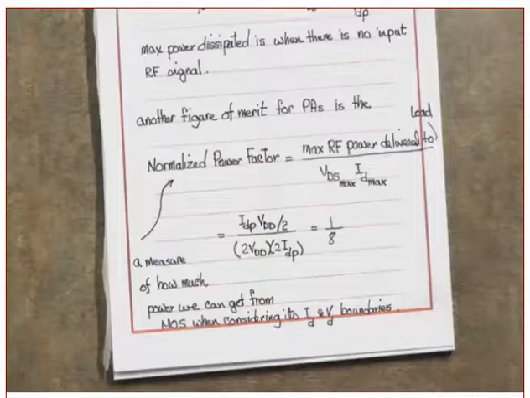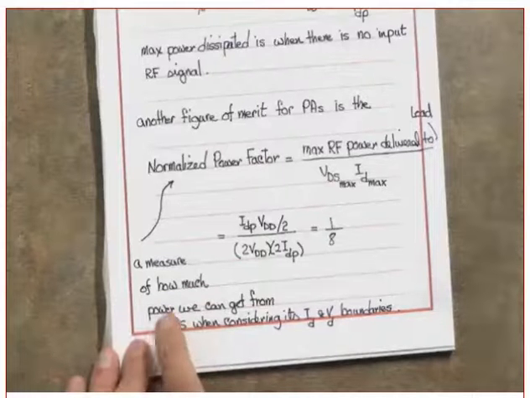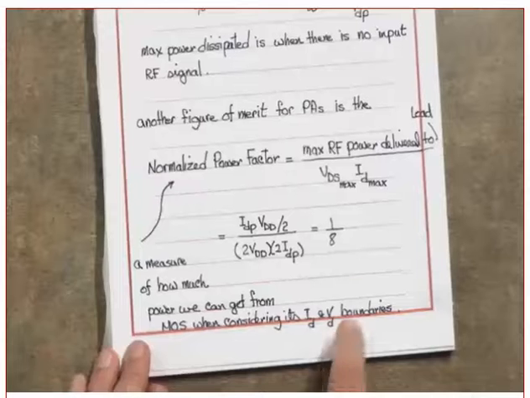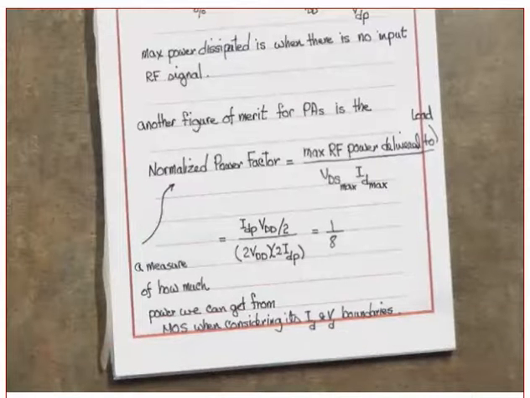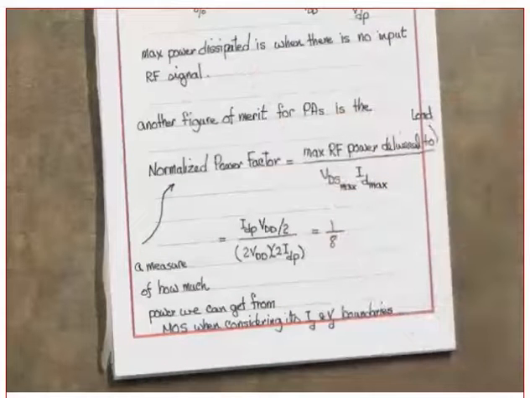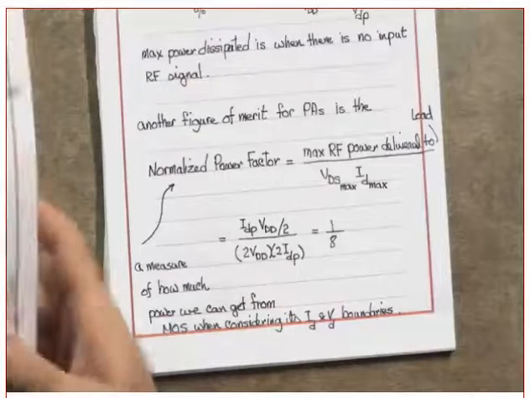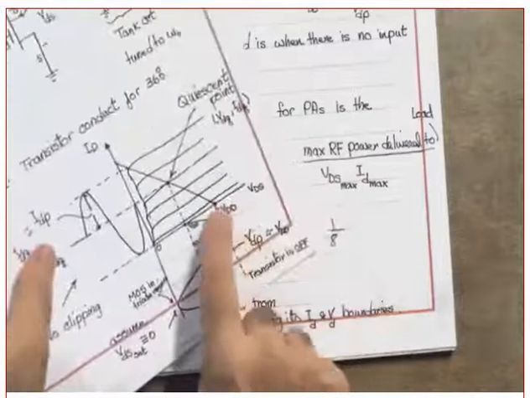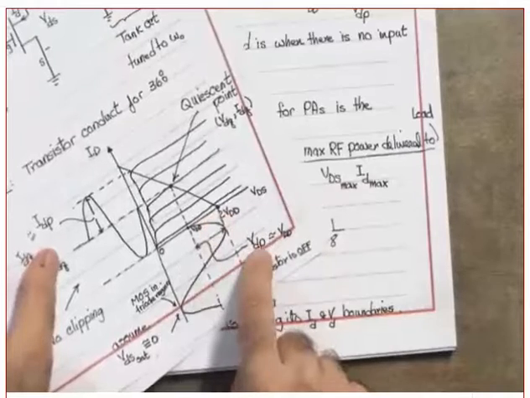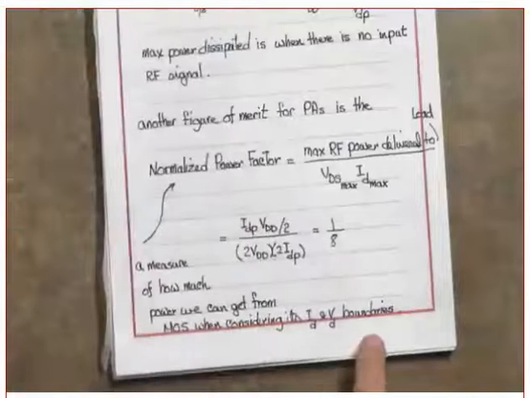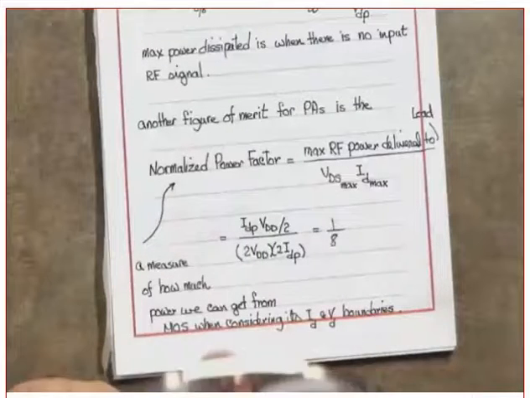Good or bad? 12.5%. Again, it's a measure of how much power we can get from the MOS, considering the ID and VD boundaries. What does boundaries mean? Remember, once you go beyond the boundary, to BVDD, what will happen? If you go beyond that, you are going to result in a breakdown of the transistor. Are you following me or not? So that's what it means by the boundaries. Clear? Okay.